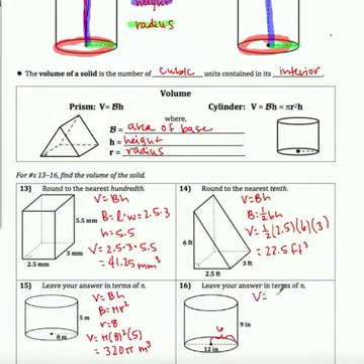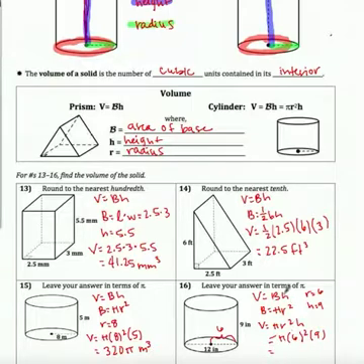And so when we plug into our volume formula, because our base is a circle, that means we're going to say pi r squared. And so we're going to say volume equals pi r squared times h. And our r is going to be 6 and our h is going to be 9. So our formula is going to look like pi times 6 squared times 9.